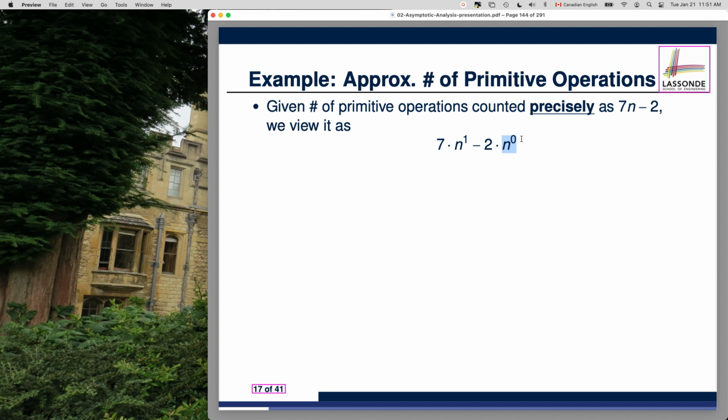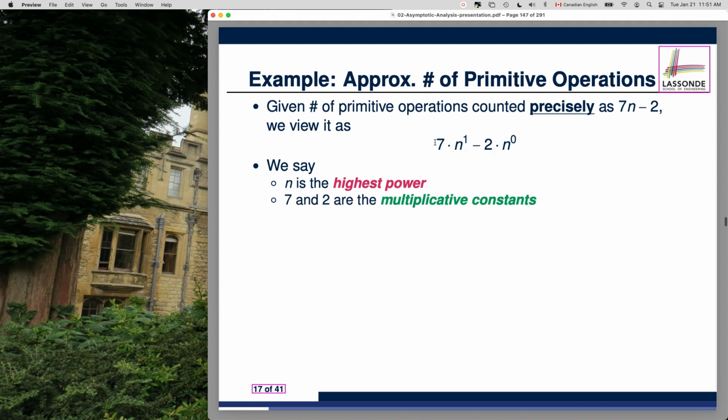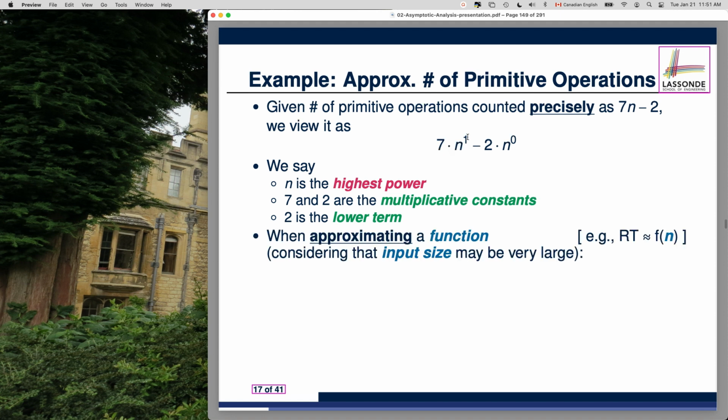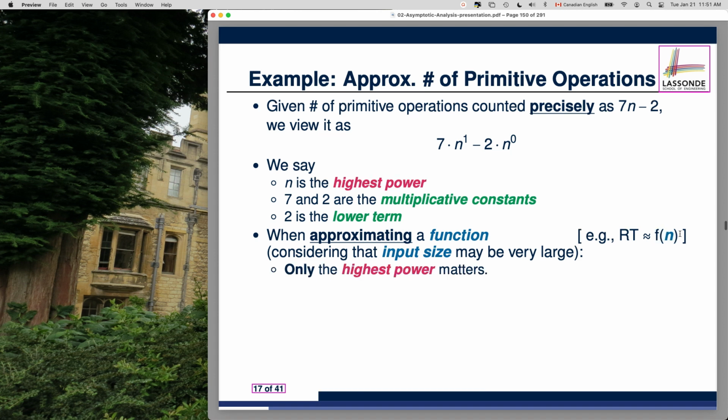We'll do another exercise, but let's just go over some terms. So we say n to the power of 1 is the highest power. And then the 7 and 2 over here are called the multiplicative constants. Usually there's just one highest term, and then the remaining part may contain multiple lower terms. We'll see some examples. When we try to approximate a function, and usually the function we're talking about tries to model the running time, we only focus on the highest power because asymptotically, the highest power is going to dominate the growth of the function.